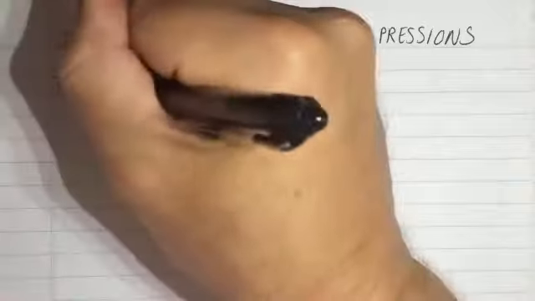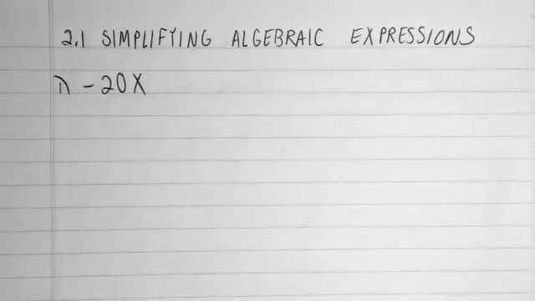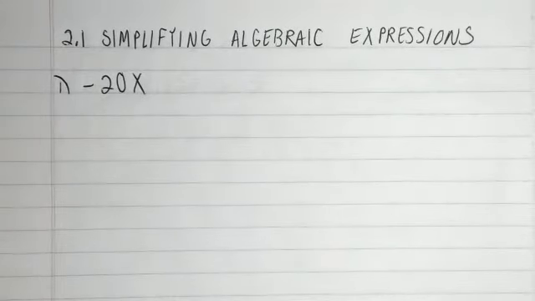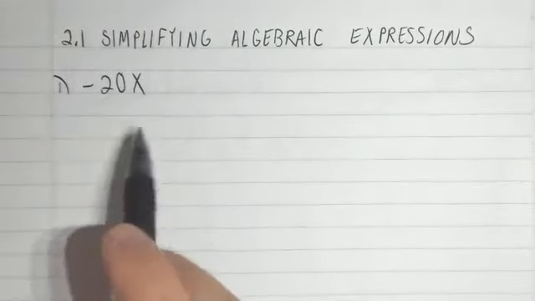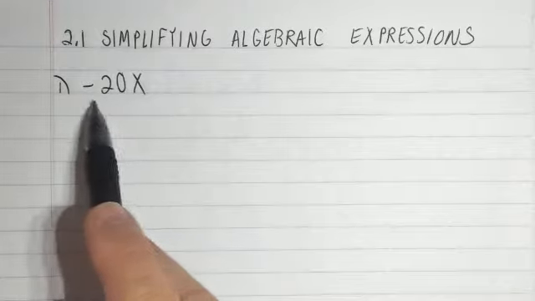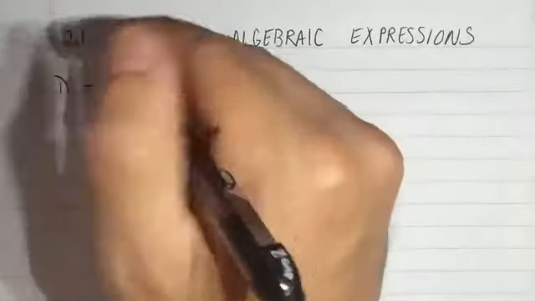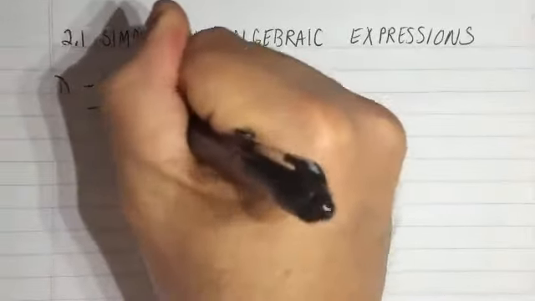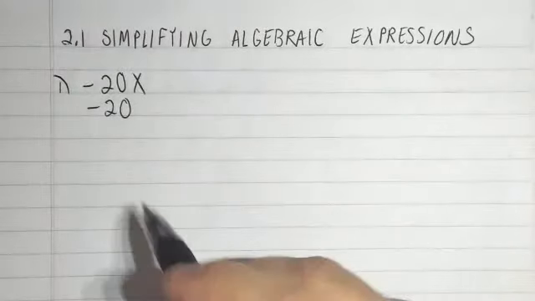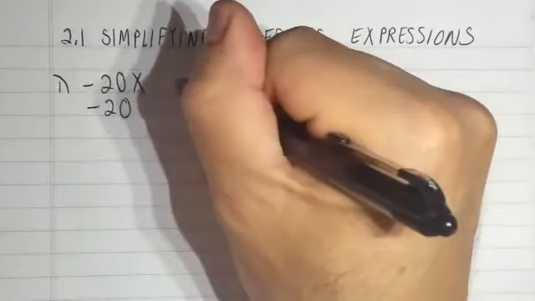All right, so let's look at some examples from 2.1. First couple problems, they want you to name the coefficient of the term. So remember, your coefficient is just the number that is in front of the variable. And remember, your variable is your letter. So if our variable is x, what's the number in front of x? In this case, it would be -20.